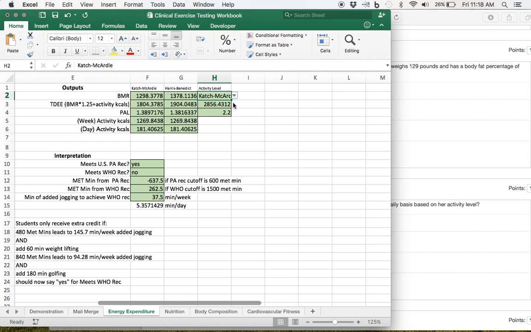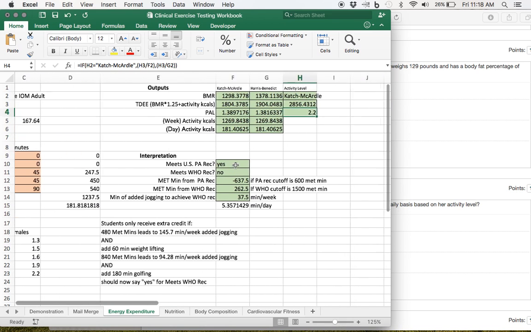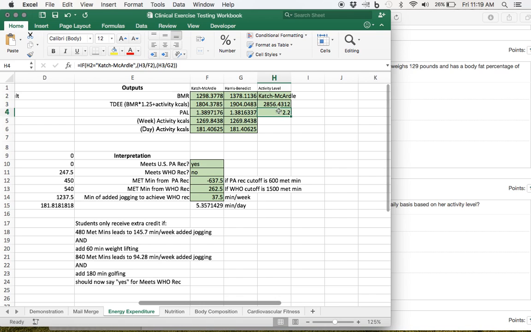Let's use Catch-McArdle. And this says, well, if I chose Catch-McArdle, then I'm drawing from the F column, and if I didn't, then I'm drawing from the G column, which is Harris-Benedict. Here, this is just an activity factor that's drawn from over here, and we're using this in order to compute this number.